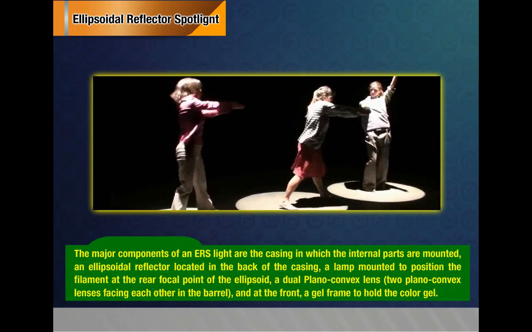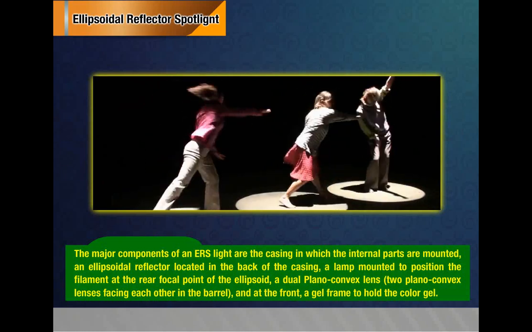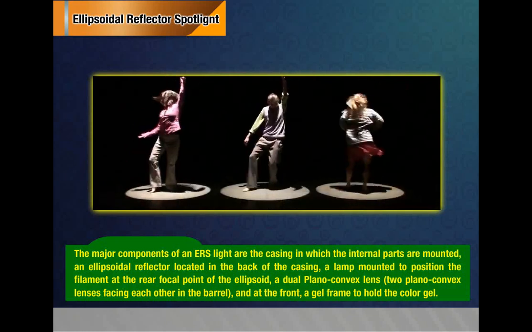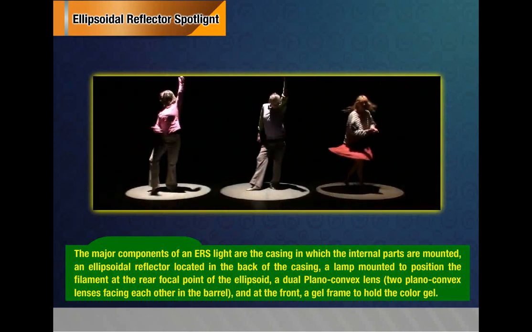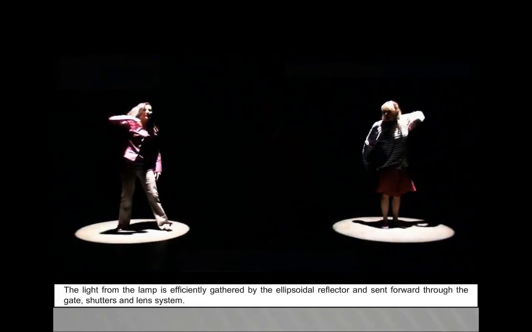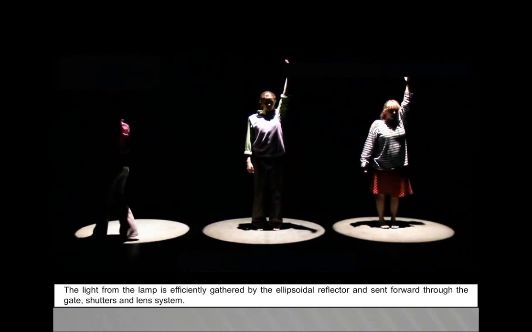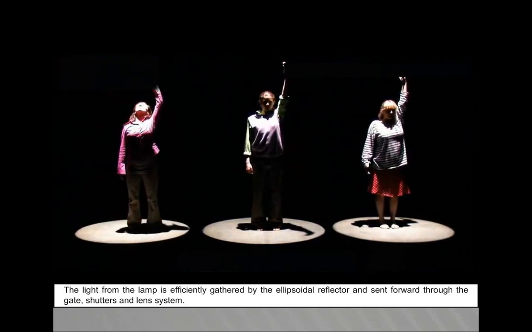The major components of an ERS light are the casing in which the internal parts are mounted, an ellipsoidal reflector located in the back of the casing, a lamp mounted to position the filament at the rear focal point of the ellipsoid, a dual plano-convex lens, two plano-convex lenses facing each other in the barrel, and at the front a gel frame to hold the color gel. The light from the lamp is efficiently gathered by the ellipsoidal reflector and sent forward through the gate, shutters, and lens system.